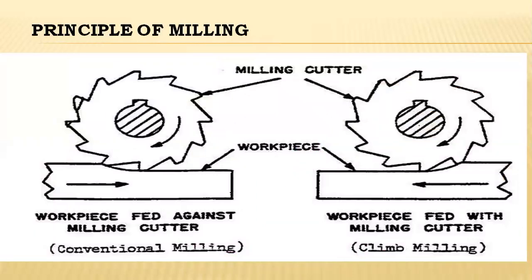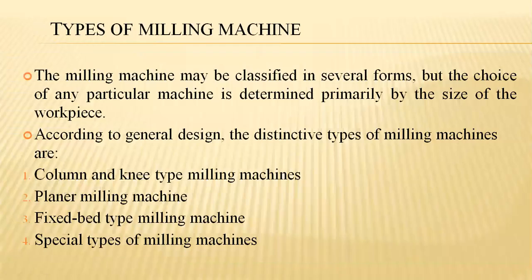So what is the basic principle? See here, conventional milling and climb milling, the basic difference is nothing but opposite. The work part is driven opposite to the rotation of the tooth of this cutter, and here the work part is moving in the same direction of traverse of this cutter.